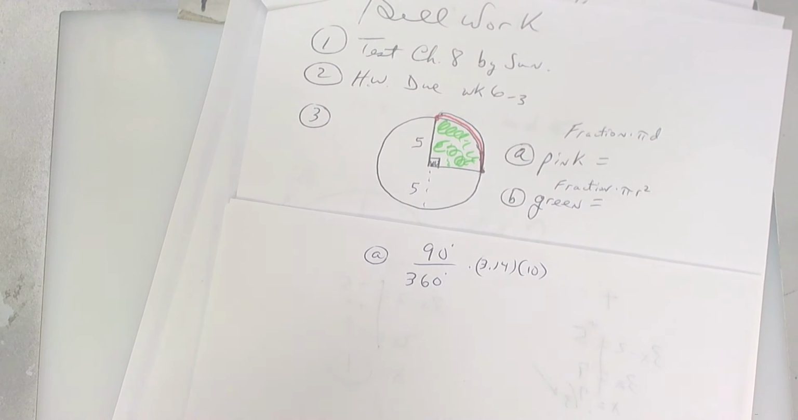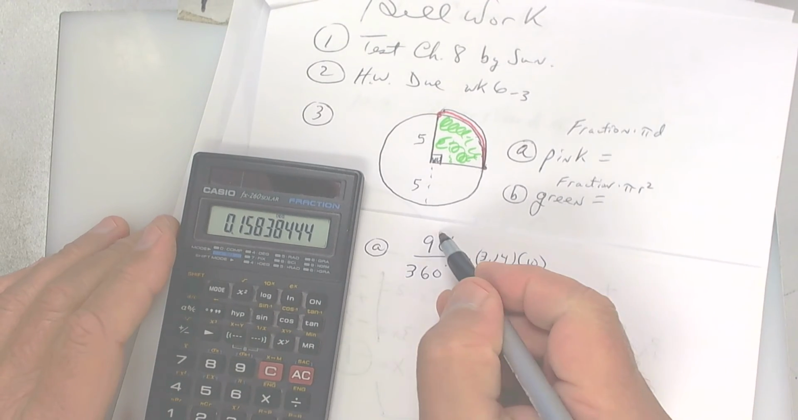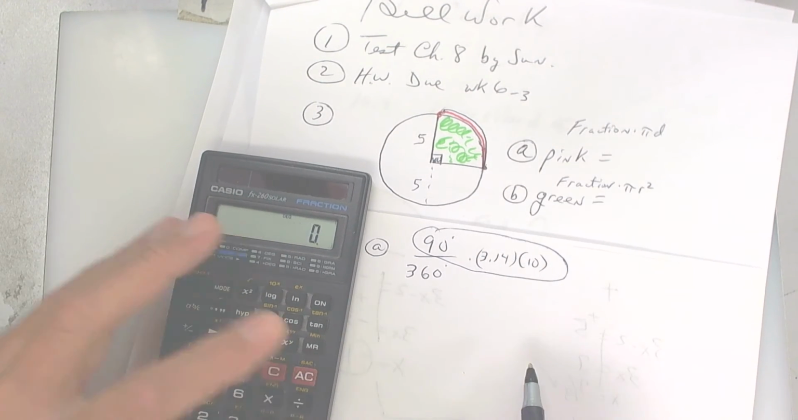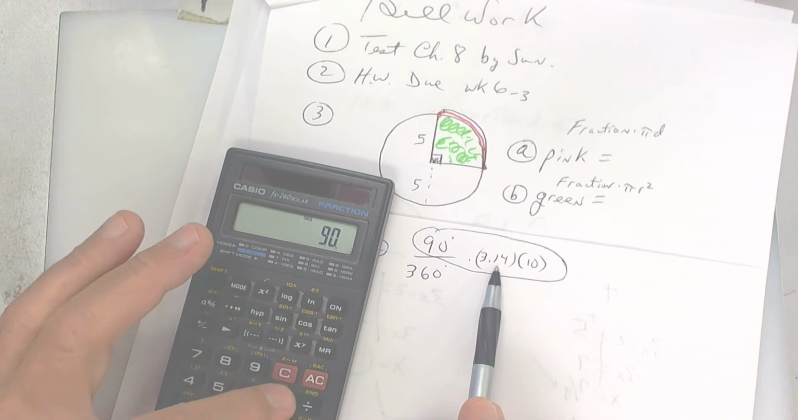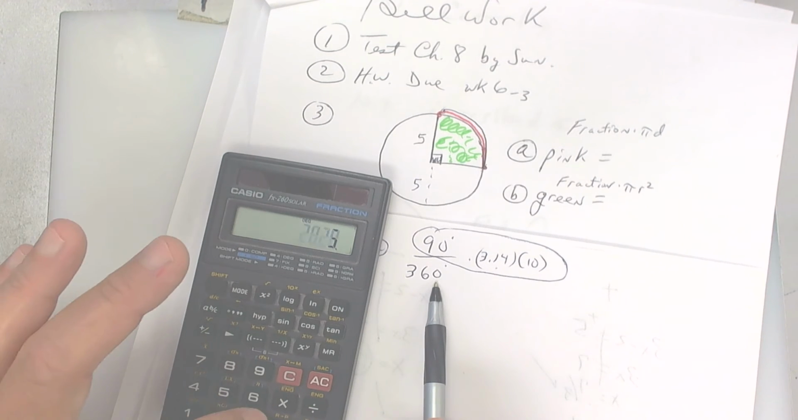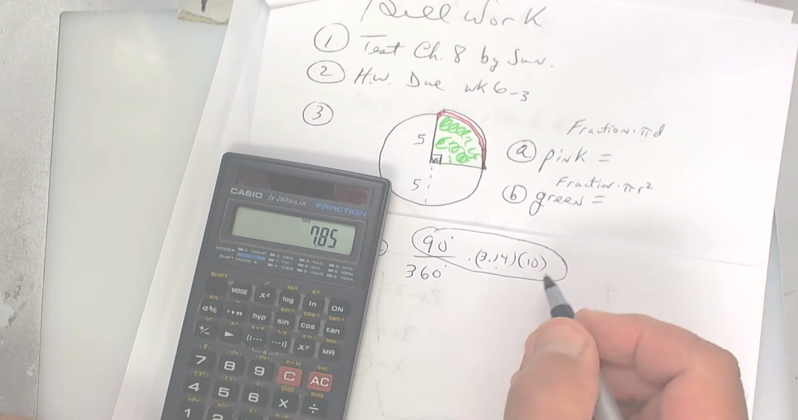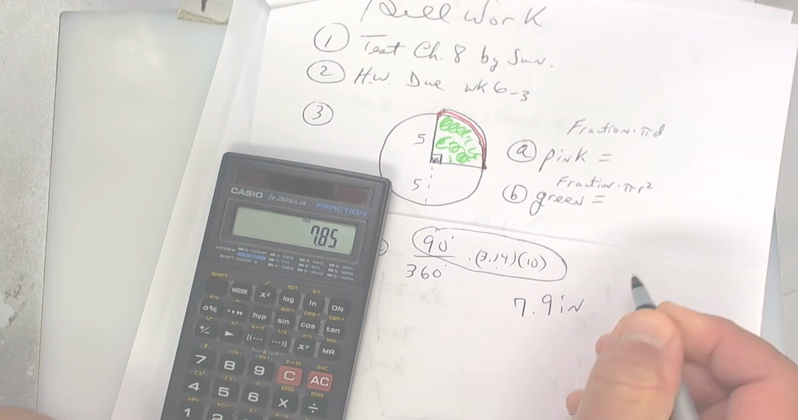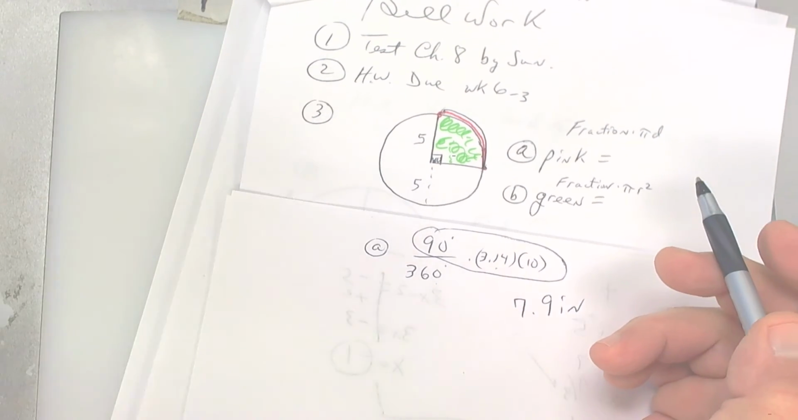So I'm going to get my calculator. There it is. Okay. So we're going to multiply all of this and then divide by 360. So clear it out. Press 90 times 3.14 times 10, press equals, divide by 360, and whatever you get is your answer. So it's 7.9 inches from here to here, or feet, whatever you want to make it.